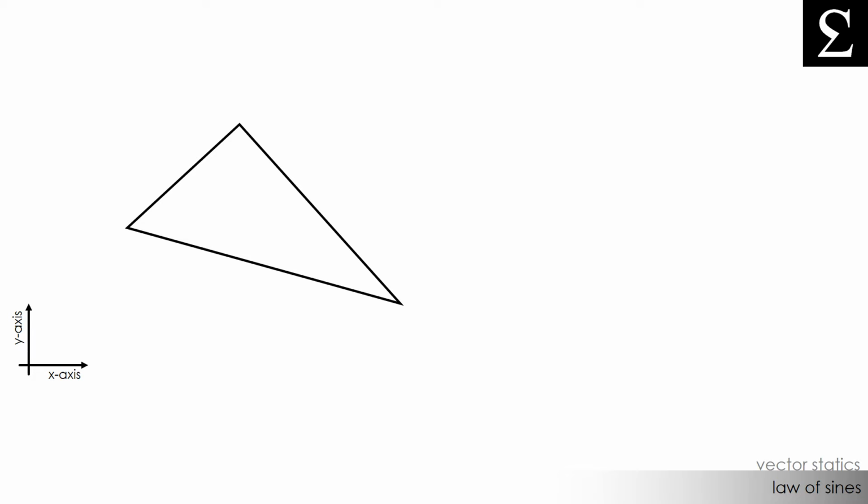Here I have this generic triangle drawn. It has sides A, B, and C. Opposite from side A is the angle alpha. Opposite of side B is the angle beta. And opposite of side C is the angle gamma.